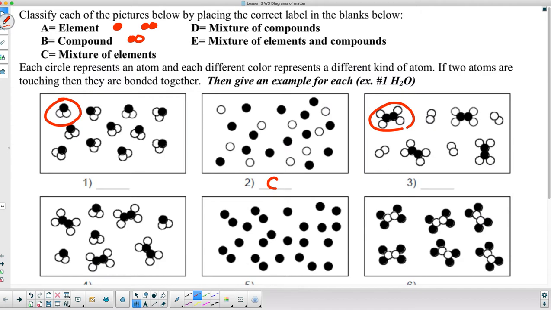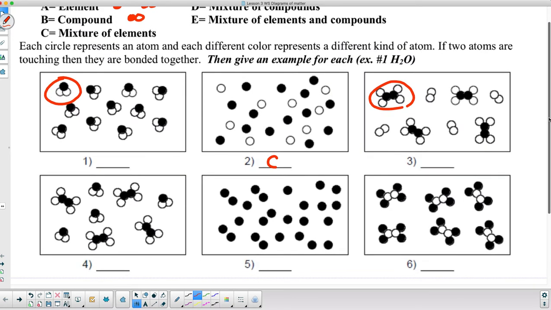And we take a look at a mixture of compounds. Again, when we see something like, let me scroll down here to number 4, box number 4, you can see that this is a good example because we have a compound that looks like this and a compound that looks like that. And because they're two different compounds, that's what the mixture is.